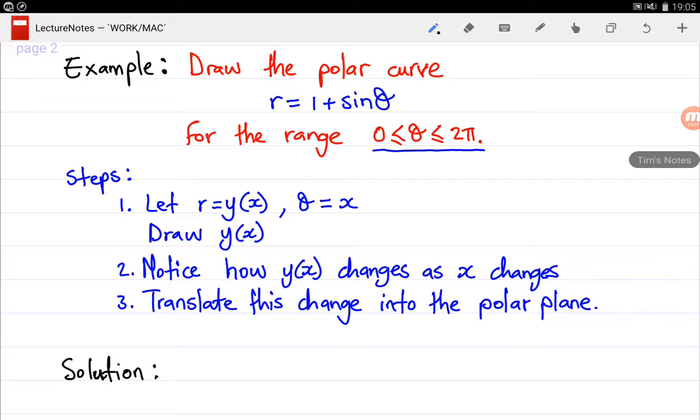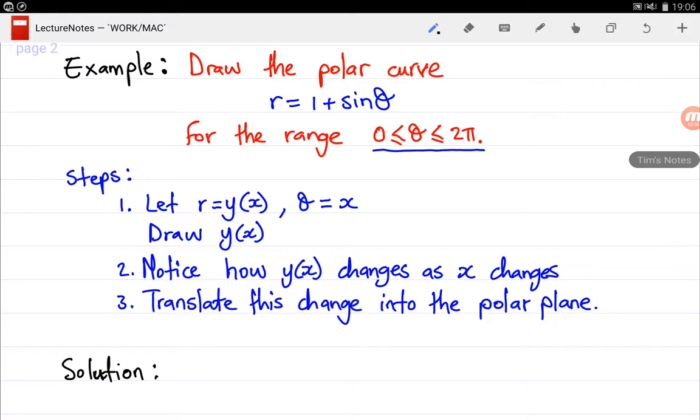The point of this procedure is to avoid drawing any tables and wasting over 10 minutes just doing a simple question like this. So the goal is to do this question in just under 5 minutes. If we follow steps 1, 2, and 3, we should be able to do this question in a record, perhaps 5 minutes, because it's such an easy example, and I feel like a lot of people tend to overthink drawing polar curves, and it's such a simple and fun exercise. I hope everyone's going to enjoy this.